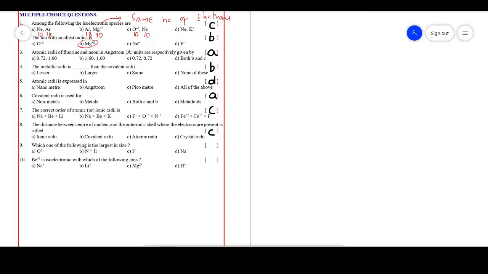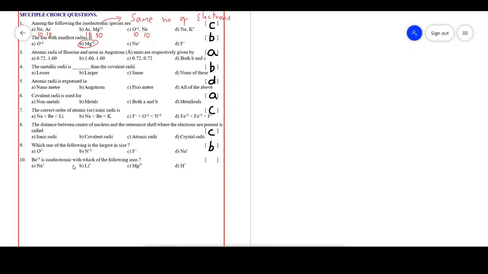Next, which of the following is the largest in size? The same thing, you can guess. These are all isoelectronic species. So larger size means you must have more negative charge. So answer is B. If the question asks for smaller size, then the answer is Na+.